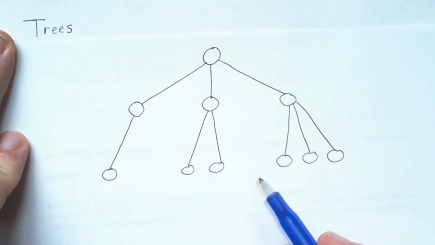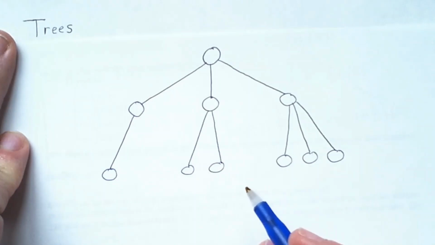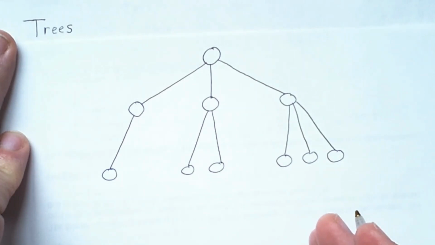Trees are actually a special type of graph, but we'll discuss graphs in a later video. For now, just know that a tree is a graph with the following structure. First, if a tree is not empty, which is possible, then it contains at least one node. Every non-empty tree has exactly one special node called the root node.